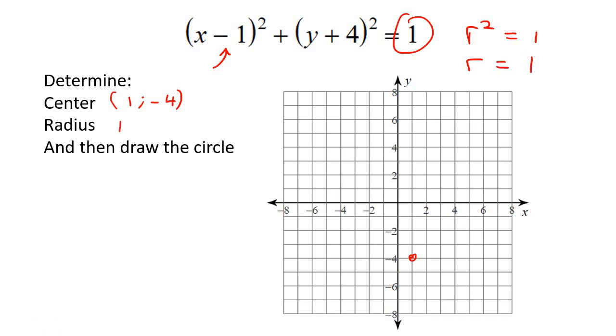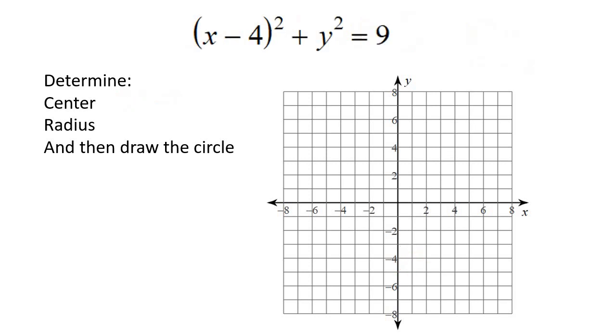To draw this circle now, let's put our little dot there. We would put a little dot 1 to the right, 1 up, 1 to the left, 1 down, and then you can just draw. Whoop, that wasn't so great. And so that circle would look something like that. Two more examples.